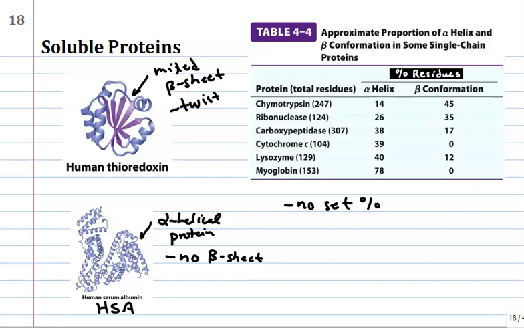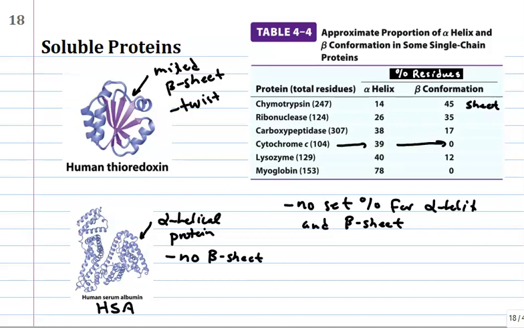Cytochrome C. Look at cytochrome C. It's another example of a protein that has, okay, let me back up. I'm sure this is not including beta turn. This is just beta sheet. Just beta sheet. Because there's no beta sheet in cytochrome C. Myoglobin. We're going to talk about myoglobin. We're going to get really detailed about myoglobin. It's an alpha helical protein, no beta sheet at all. So there's no set percentage for alpha helix and beta sheet. The structure just fits the function.